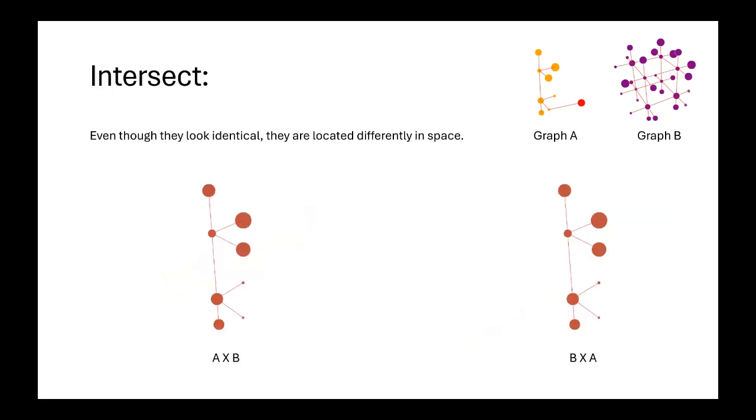Now the intersection is, again, topologically the same. So you can see here, it's all these brown vertices. It's the subgraph of B that has made graph A without the red vertex. But actually, if you draw these two graphs, A times B and B times A, the A times B will be located where graph A is located, and B times A would be located where graph B is located. So they would have changed X, Y, Z coordinates, but topologically they are the same.